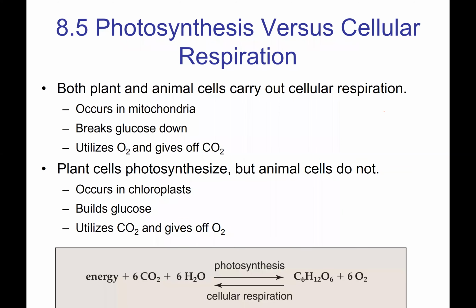So the last section is comparing photosynthesis to cell respiration. Just know that both plant and animal cells are going to carry out cell respiration, but only plant cells carry out photosynthesis. So cell respiration occurs in the mitochondria and breaks down glucose. It takes in oxygen and gives off carbon dioxide, whereas photosynthesis occurs in the chloroplast. It builds glucose, it takes in carbon dioxide and gives off oxygen. So the total equation, if you look right here, these are opposites of each other.